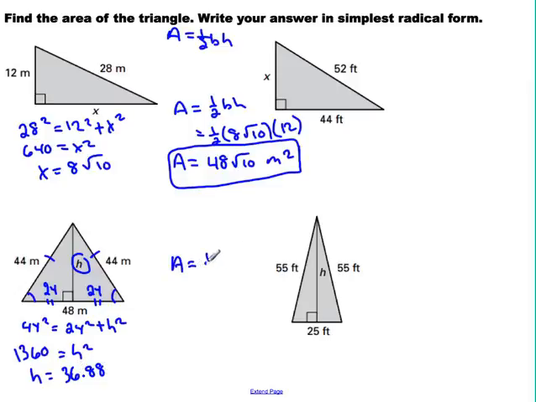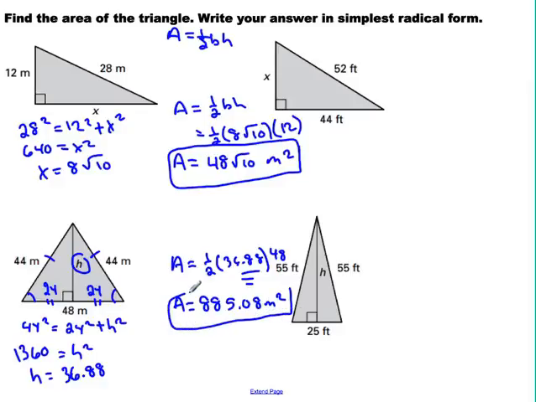I'll use my area formula. Area equals 1/2 base times height. That would be 1/2 of 36.88. I'll actually use this entire decimal in my calculator. I'm just abbreviating it so I have something to write down. Times a height of 48. Actually, the base is 48 and the height is this number. My area to the nearest hundredth would be something like 885.08. Again, we have square meters if you're looking at that.